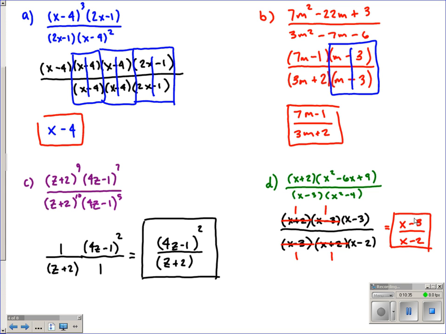Remember, a binomial has to be exactly the same as the binomial on the other side of the fraction, or in our numerator and our denominator, in order for it to cancel out. I cannot cancel out these x's because they are part of a factor. The factor here being x minus 3. It's a binomial. Can't cancel out part of a binomial.